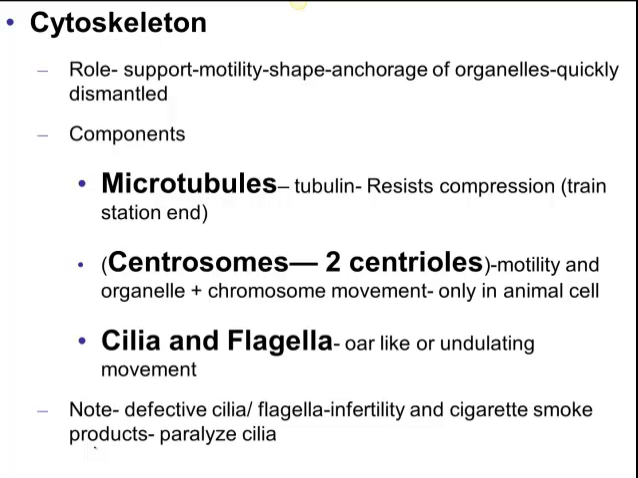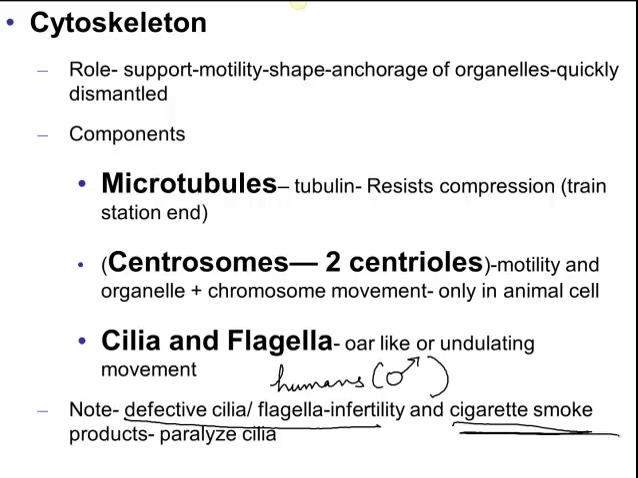So that is now defective cilia, okay, or defective flagella in humans can lead to infertility, males especially. And cigarette smoke products paralyze the cilia. This is a known factor.